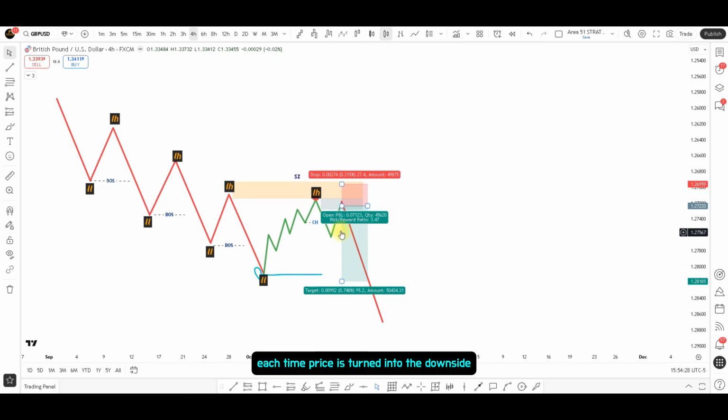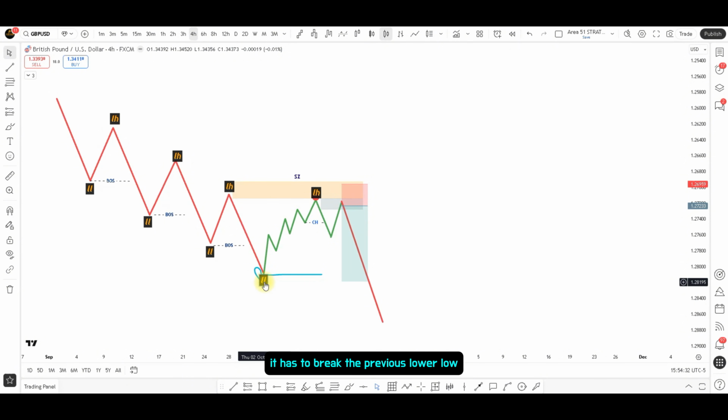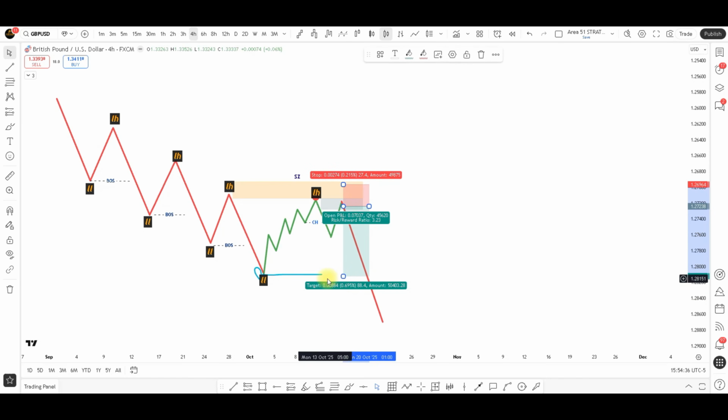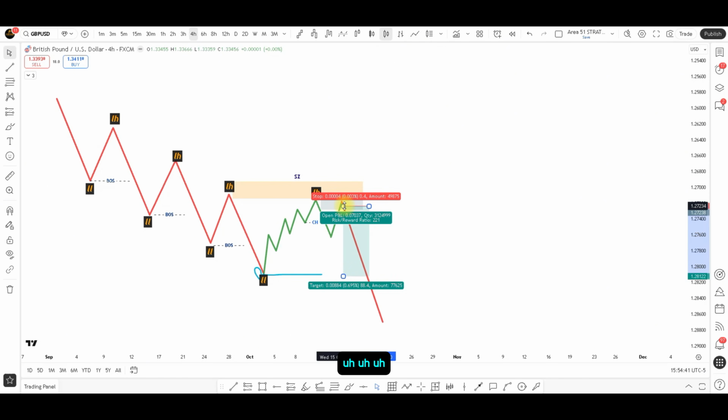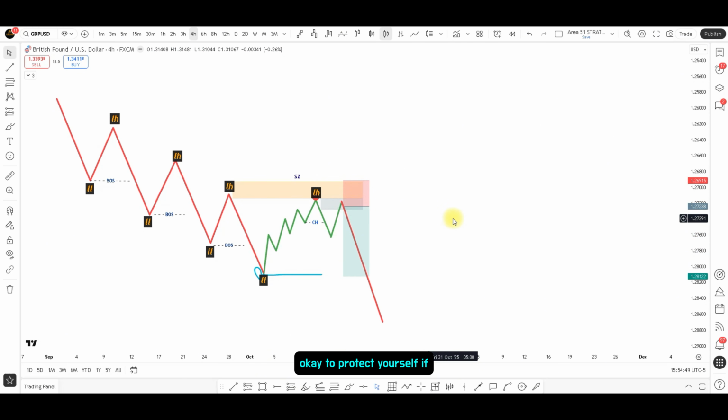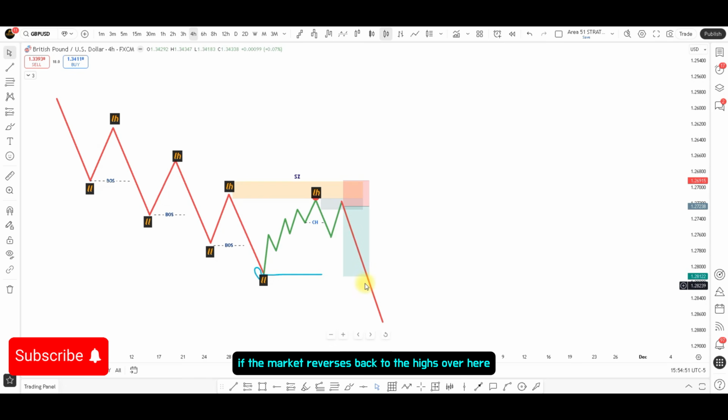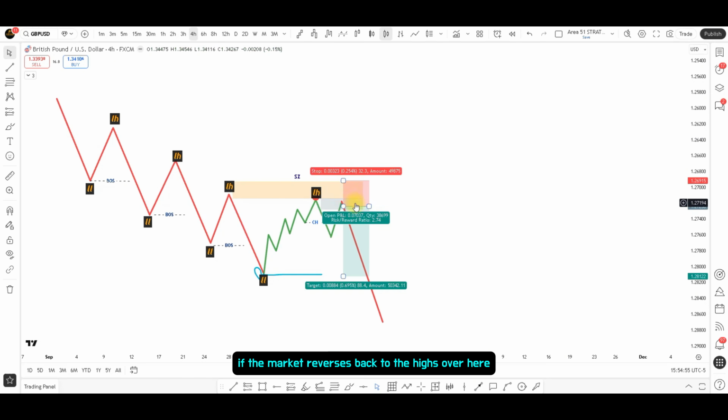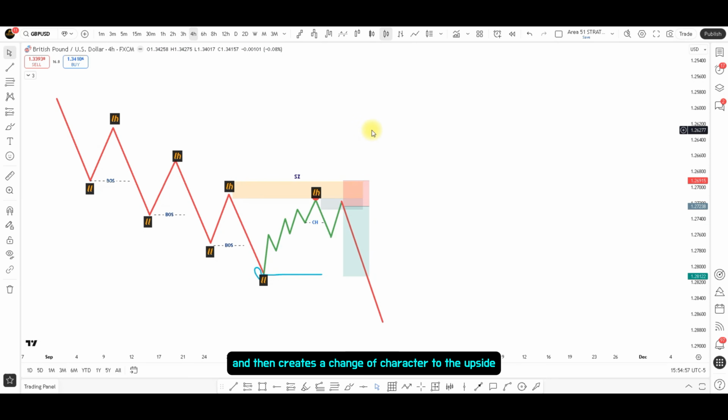Each time price is trending to the downside, it has to break the previous lower low. So this is what we're going to be targeting, our first break of structure, and then we're going to go into a break even, which is where you set your stop loss to your entry. This is what we call a break even, to protect yourself if the market reverses back to the highs over here and then creates a change of character to the upside.